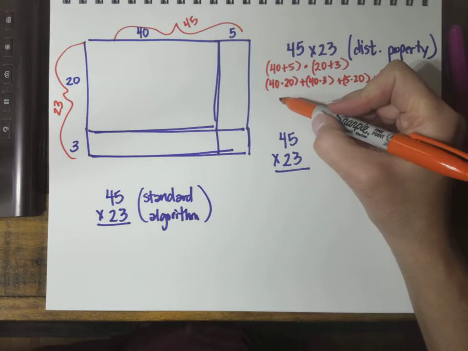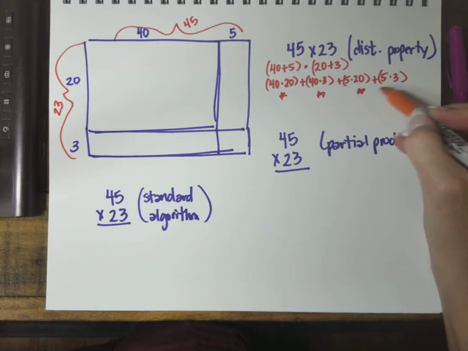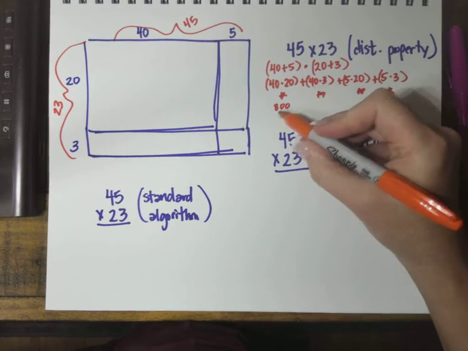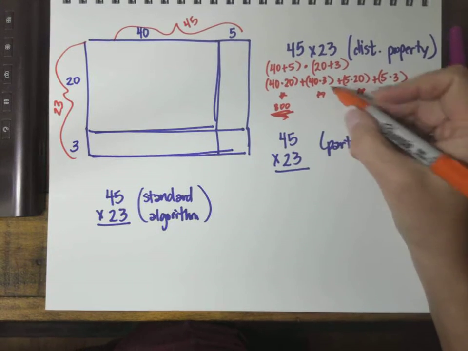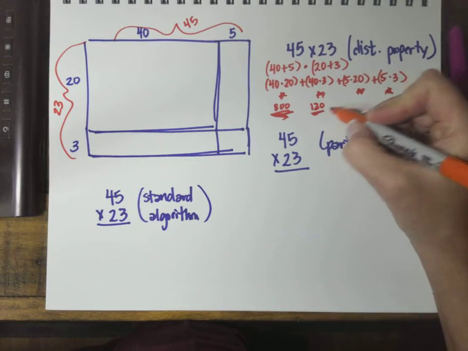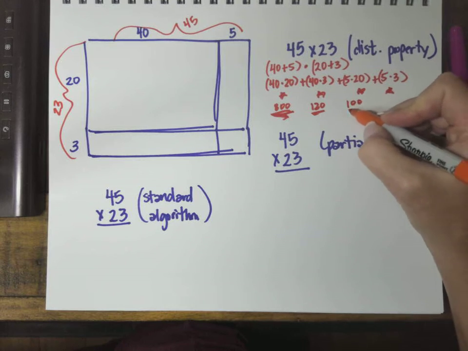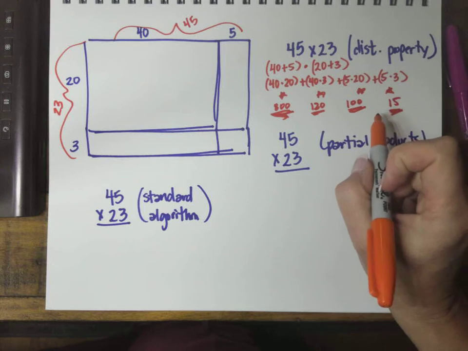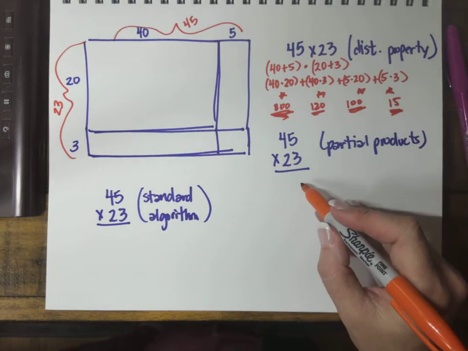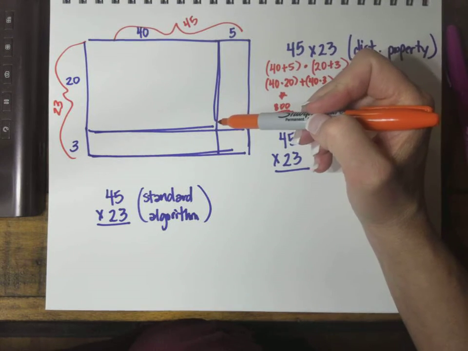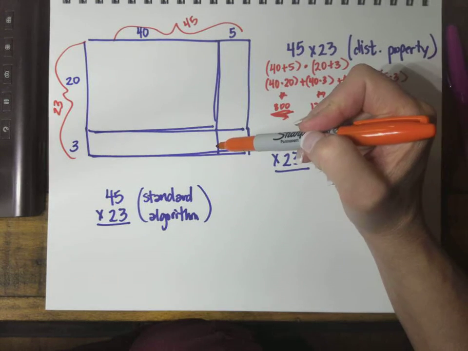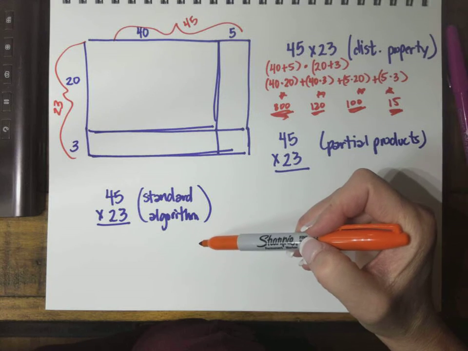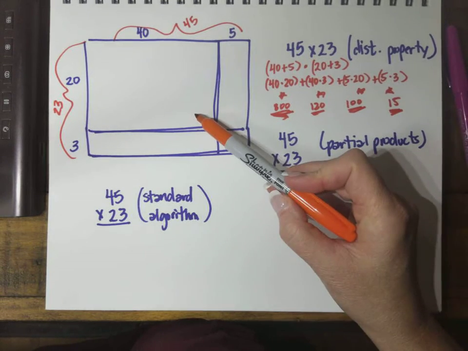So now I just want you to notice that we have 4 partial products this time. We have 40 times 20, and here's our product to that. 40 times 3, and there's our product. 5 times 20, and 5 times 3. And those 4 partial products are going to show up when we do partial product multiplication. They're also going to show up in our rectangular array or our area model. And then I want us to lastly connect to our standard algorithm. So let's go to our area model.